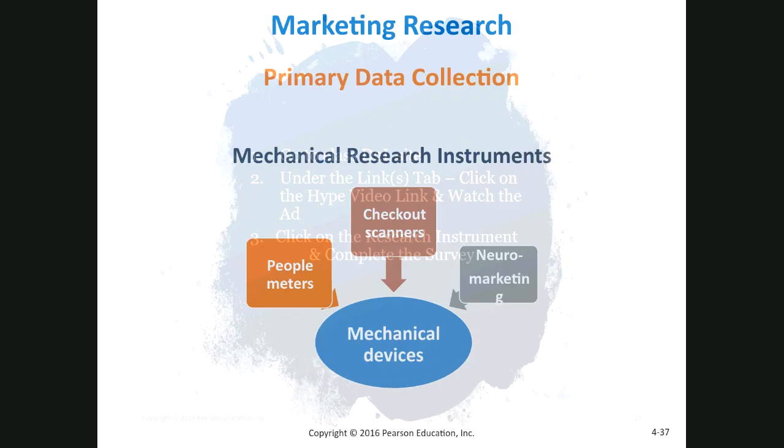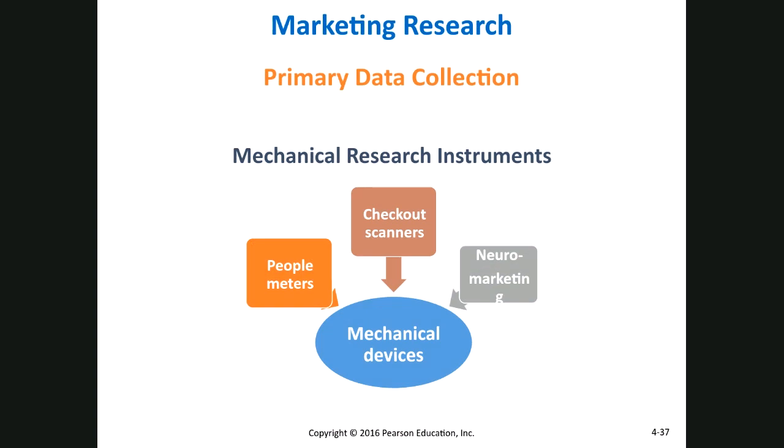All right. So I told you we'd come back to mechanical research instruments. Checkout scanners. That is a mechanical research instrument. You say, well, I just thought they did that to speed up my checkout. Well, it does speed up checkout, and it keeps people from changing prices, and it's more exact.